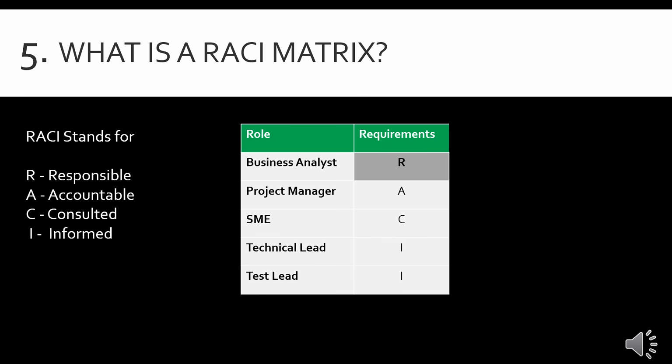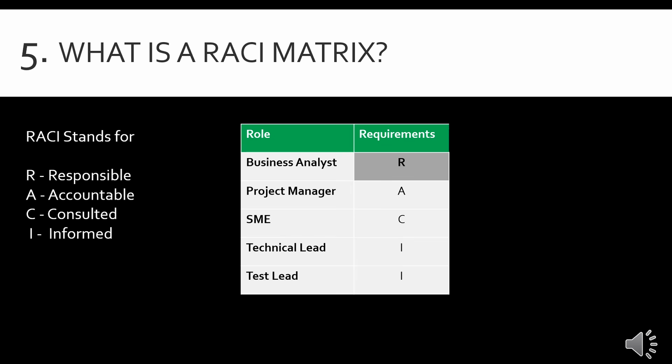Next is A, or accountable. This is a person who is accountable for the task. In our example, the business analyst is responsible for gathering and documenting the requirements, and the project manager is accountable to ensure it is done within the agreed timelines. The project manager is ultimately held accountable and answerable for the successful completion of the task.